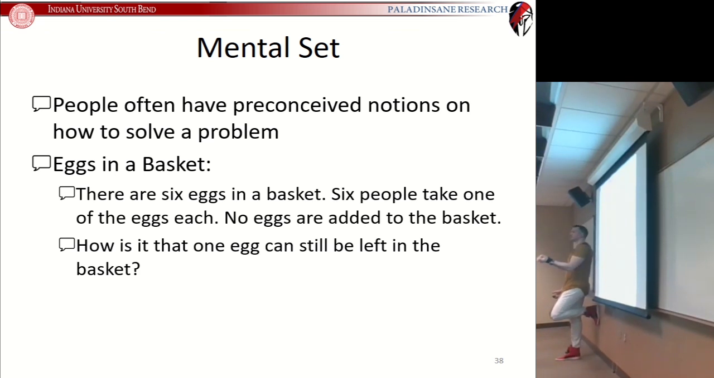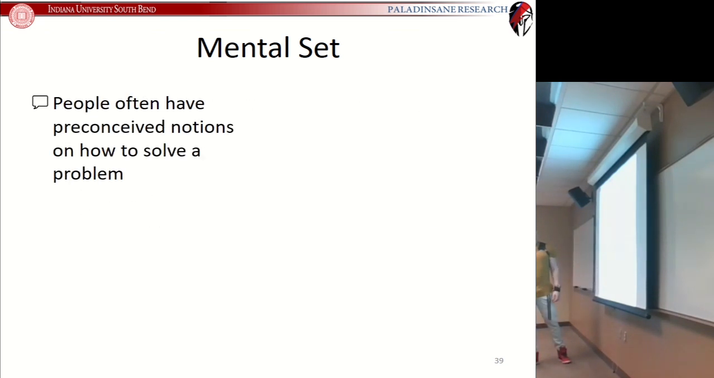So this problem is difficult because it sets up a mental set. This problem is a multi-step problem, and the difficulty comes because the problem itself lures you in to creating your own mental set, your own preconceived notion of how to solve a problem, basically based on your success at solving the problem up to a point. So let's take a look at how this would work.